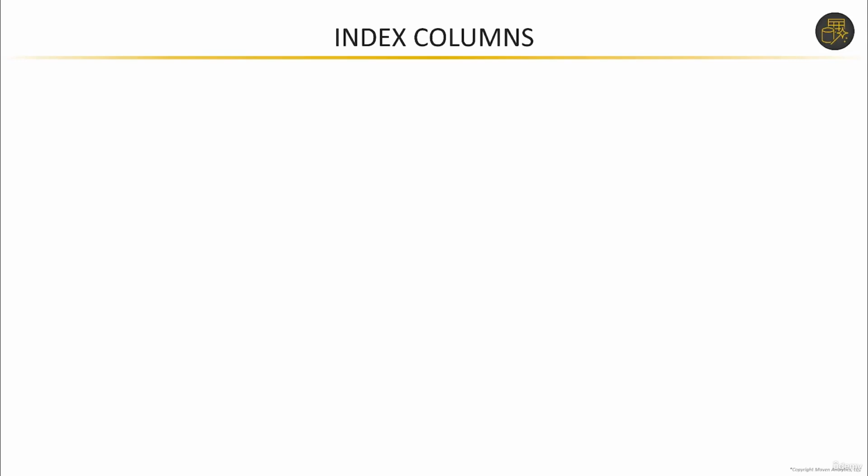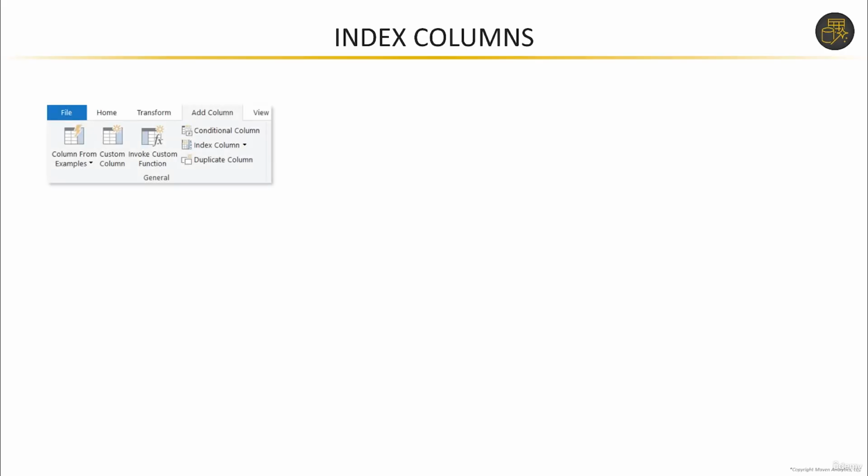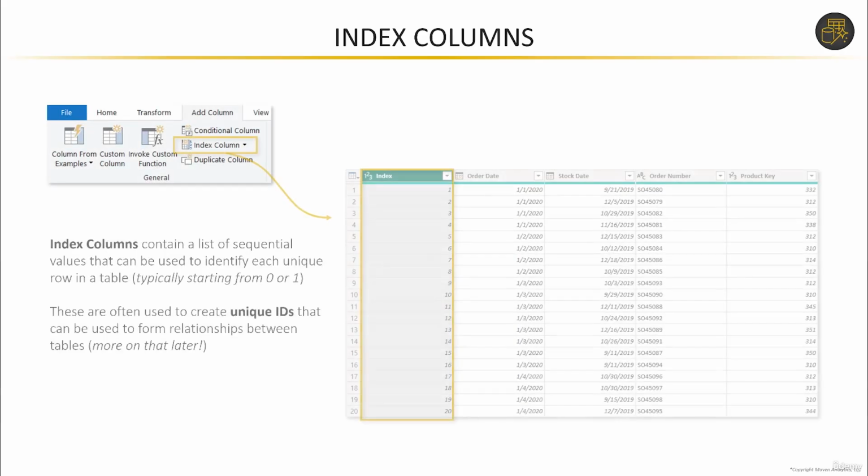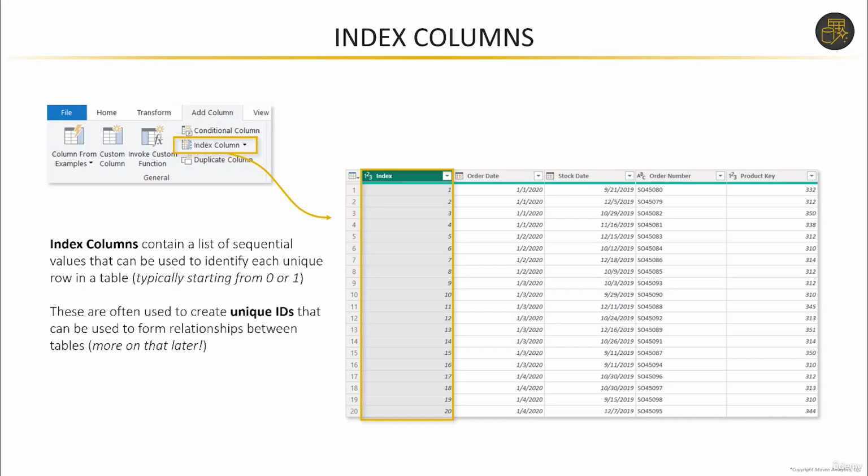Let's talk about two more types of columns that you can add from within the query editor: index columns and conditional columns. Starting with index columns, you'll find the option right here in the Add Column menu. Basically, an index column is a list of sequential values that uniquely identify each individual row of a table. Typically, these start from 0 or 1, and they're most frequently used to create unique keys or IDs that can be used to form relationships with other tables.